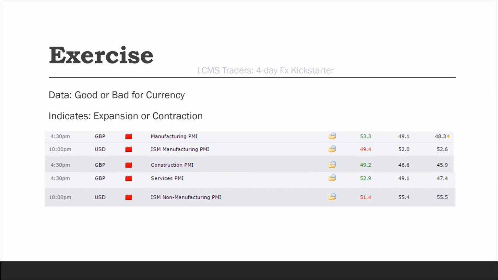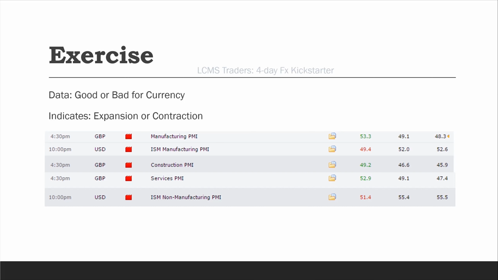The third one, pound construction PMI, was 45.9, forecasted 46.6, released 49.2. Is this good or bad for the currency? Quite straightforward. It is better than forecasted. It is better than previous. So it's good for the currency, but it is still in contraction because it is less than 50.